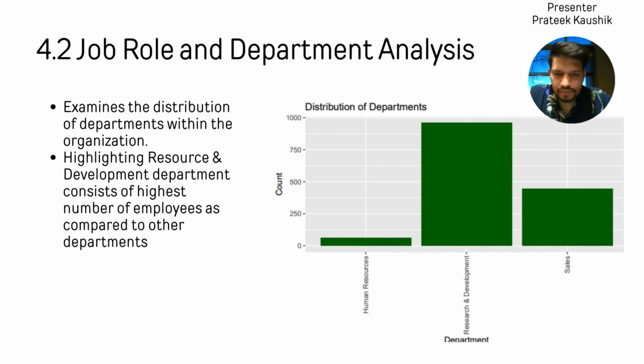basically. And the distribution of employees across different departments provides insights into the organization structure and operation focus. The R&D department stands out as the largest, housing the majority of the workforce. This dominance underscores the company's commitment to research, innovation, and product development, possibly reflecting its core business function. And following closely is the sales department, indicating a significant emphasis on sales and revenue generation.